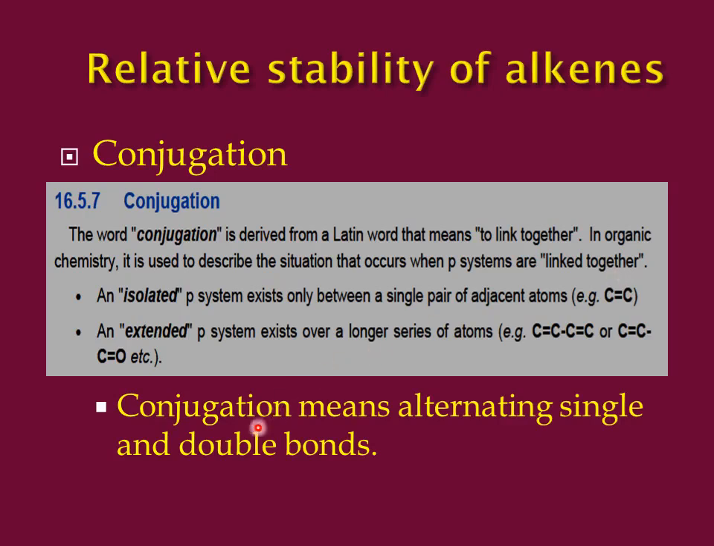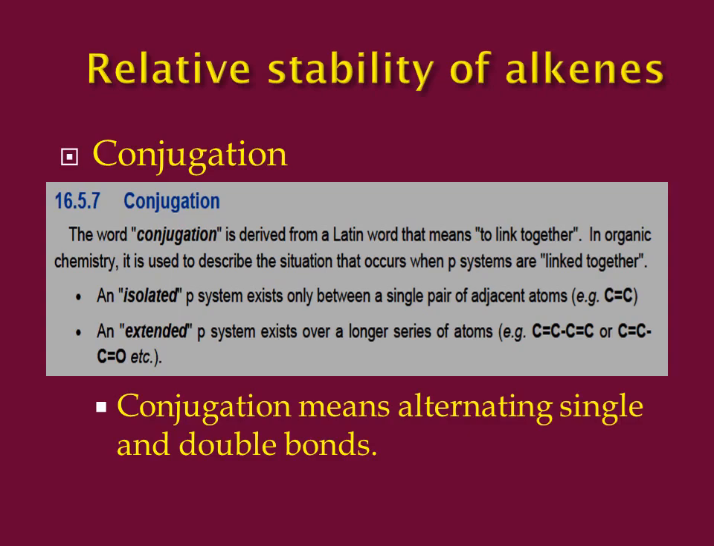Now it happens sometimes that alternating single and double bonds are not present. So, an isolated p system exists only between a single pair of adjacent atoms, meaning a single double bond. And an extended p system exists over a longer series of atoms, for example, alternating single bond, double bond, single bond, and double bond. We are going to discuss isolated and extended systems in the next lecture, but over here we are going to discuss conjugation.